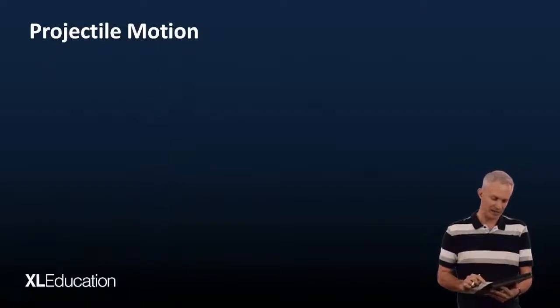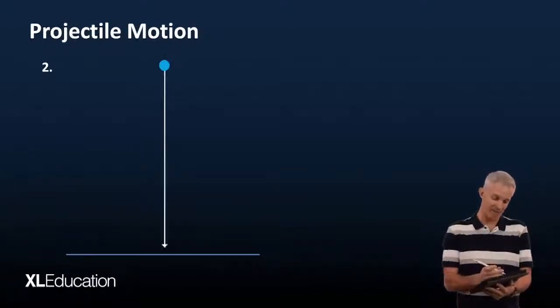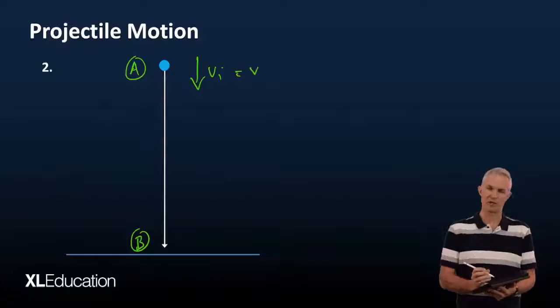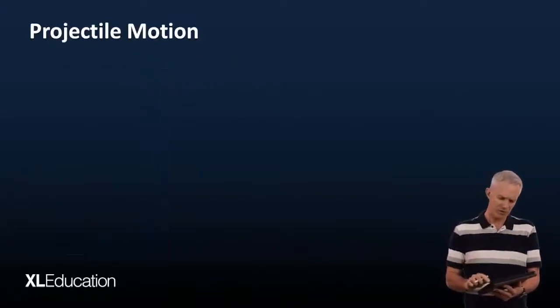The second scenario we might get is very similar. The object is still just going in one direction, but this time it's thrown down. So it does in fact have an initial velocity. So it's still going from A to B, but it is thrown down with an initial velocity of some description. Still not super complicated. Let's move on to the third scenario.